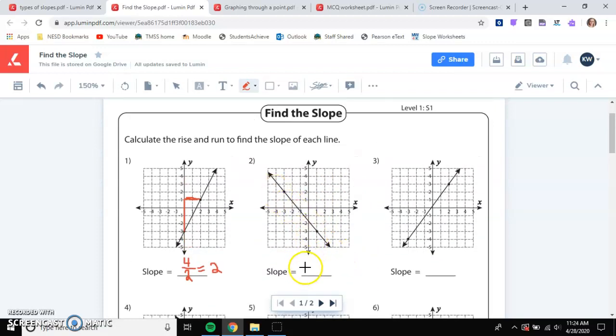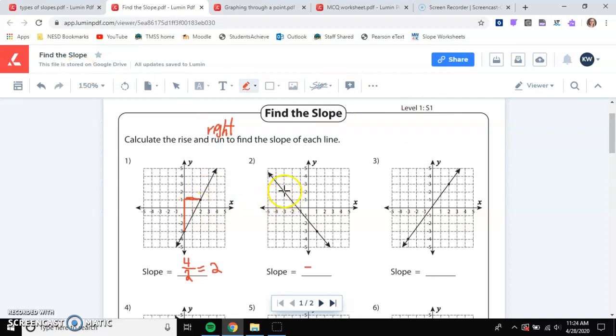The next one is obviously a negative slope, and then you just count how many times you drop and how many times you run. So it is called rise over run, but I sometimes say drop over run. It's always run right though. I should write this for you. You always run to the right. You might drop or rise, but you always run to the right.